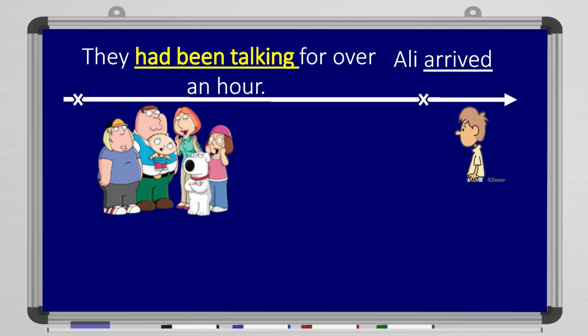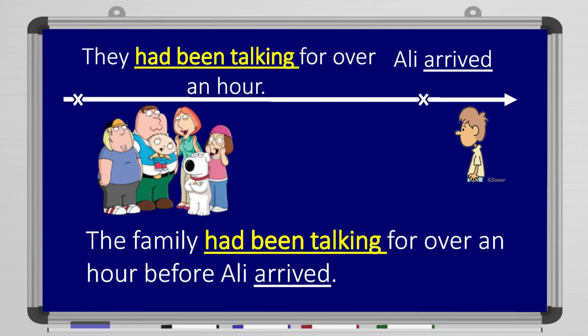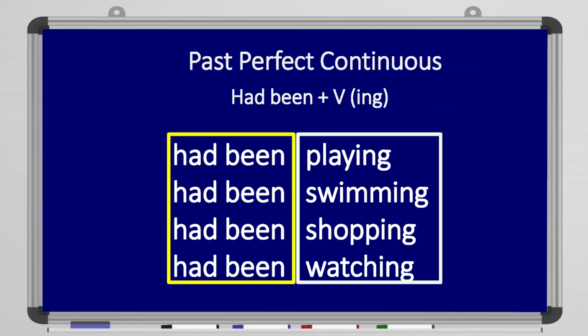However, the talking part took place for an hour. The family had been talking for an hour before Ali arrived. Or Ali arrived after the family had been talking for an hour. The same thing, however, when we use had been talking, it's because the duration of the event took place for a certain period of time. How do I use the past perfect continuous? Very easy, by adding had been and the verb in the ing form.